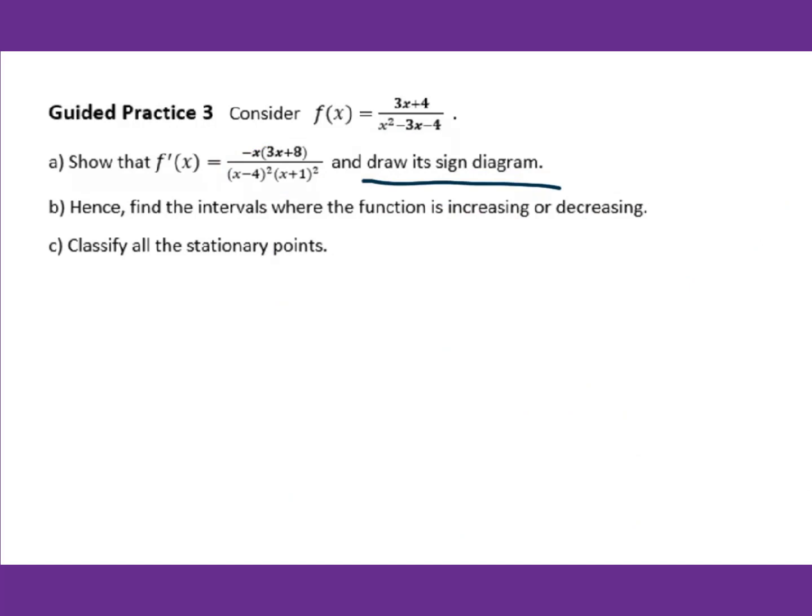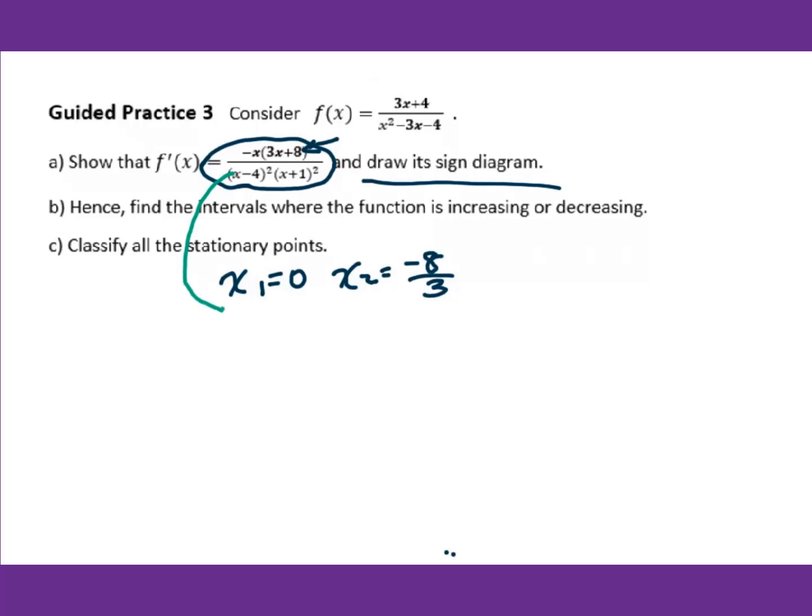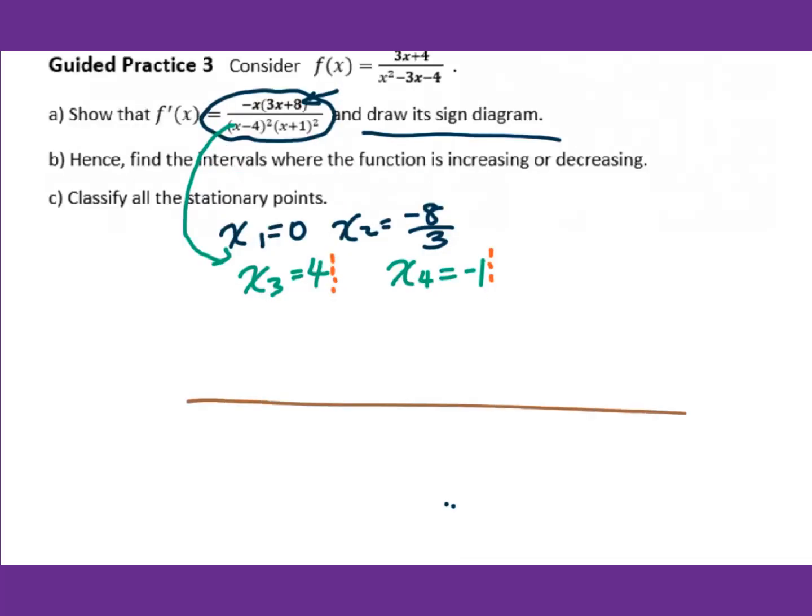If you have a rational function, you will get the roots and also vertical asymptote lines. You make the top equal to 0, you will get x1 equals 0, x2 equals negative 8 over 3. Then you make the denominator equal 0, you will get x3 equals 4, x4 equals negative 1. These are vertical asymptote lines. And we can draw the sign diagram.